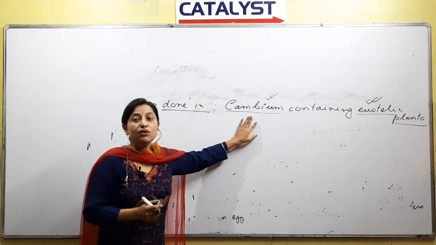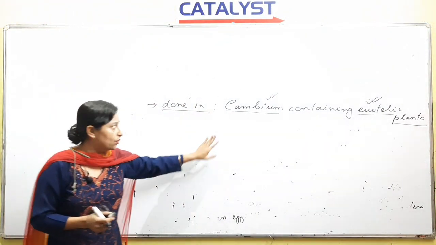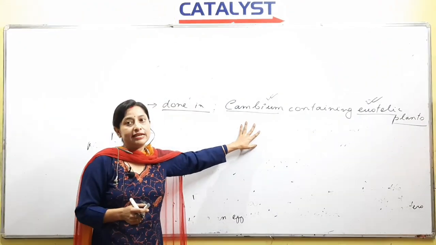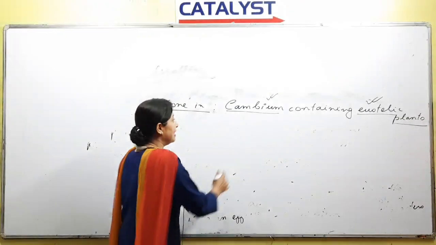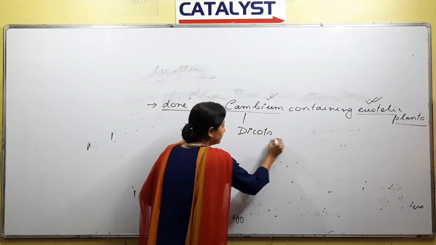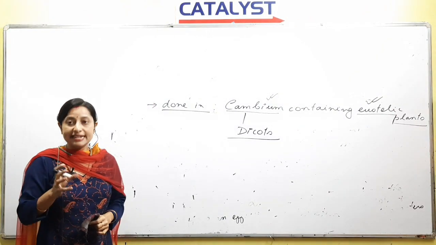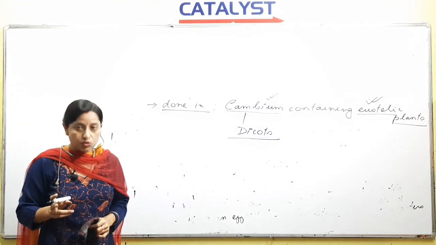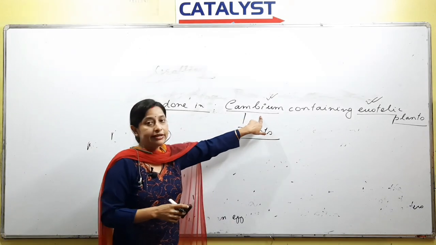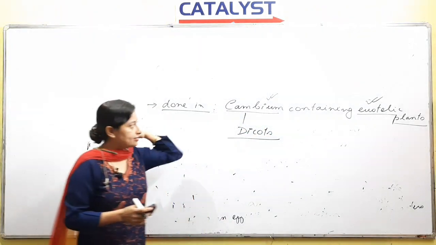So to do grafting, there must always be cambium in the plant, and we know in which plants cambium is present. Cambium is generally present in case of dicots, right? So grafting is possible only in case of dicots and not in case of monocots, because cambium is absent in monocots and present in dicots.